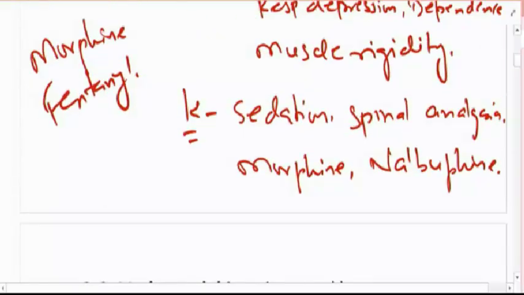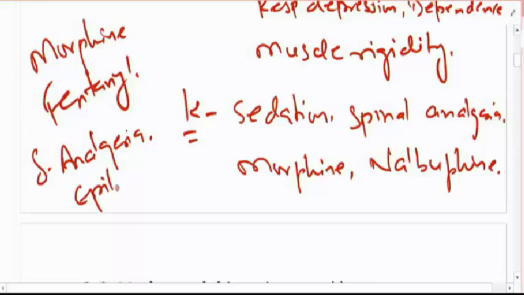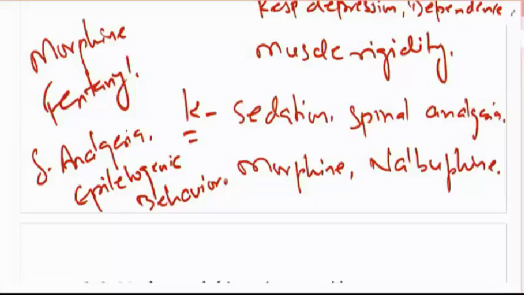Then another are the delta receptors. Now delta receptors basically mediate analgesia, and they are epileptogenic and behavioral. Right? So they provide analgesia, epileptogenic and behavioral effects.